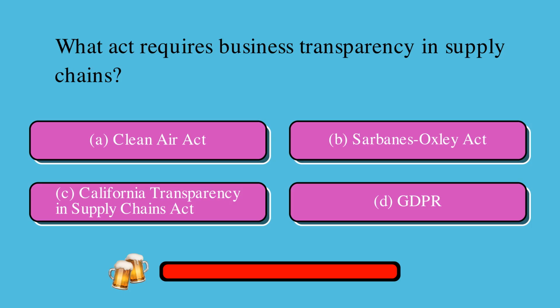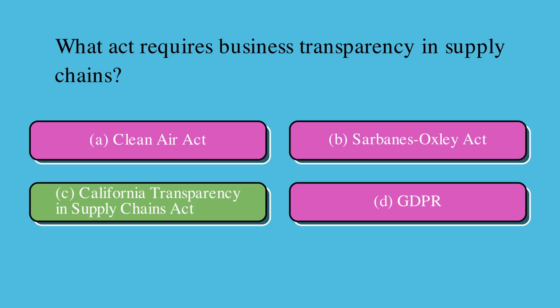What act requires business transparency in supply chains? Is it A, Clean Air Act, B, Sarbanes-Oxley Act, C, California Transparency in Supply Chains Act, or D, GDPR? The correct answer is C, California Transparency in Supply Chains Act.